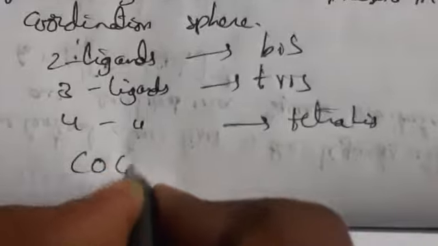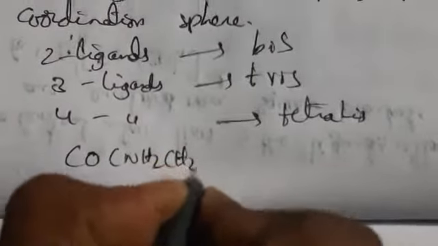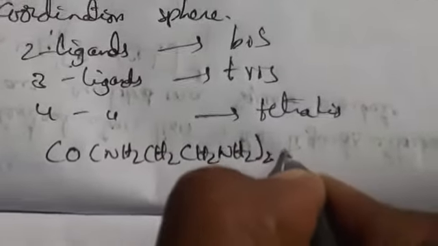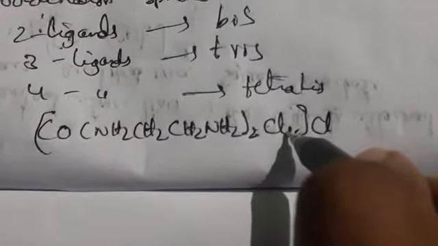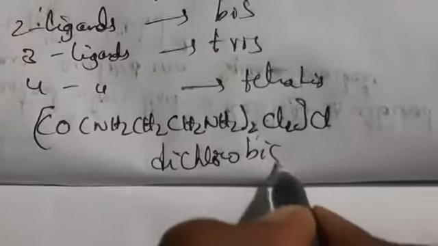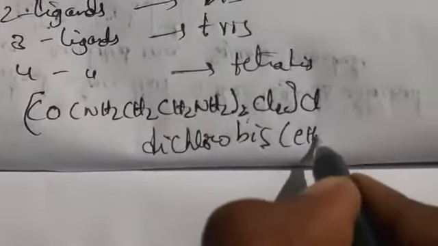Now let us take an example here: [Co(NH2CH2CH2NH2)2Cl2]Cl. This is the compound they have given. So what will we name? How many chlorides are we having here? Total 3 chlorides. First of all we have to write dichloro, and then bis, why? Because the ligand is having a total of 2. So first you have to write dichloro, then bis, bis meaning ethylenediamine.